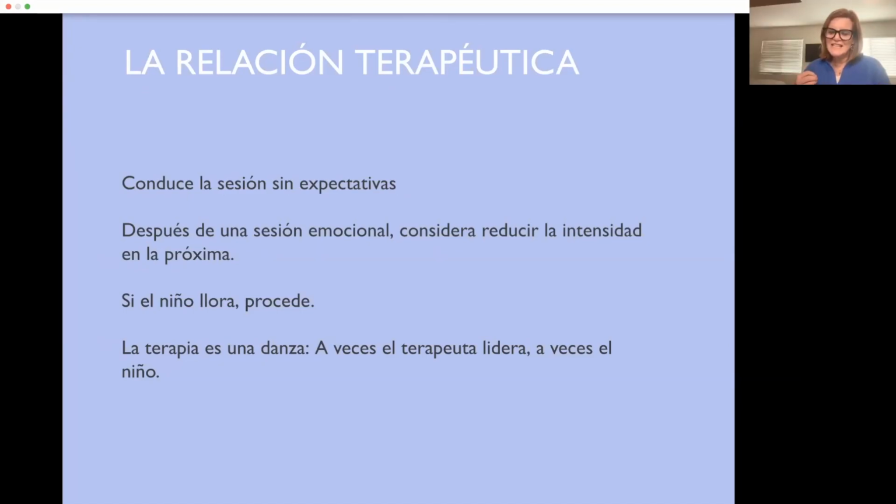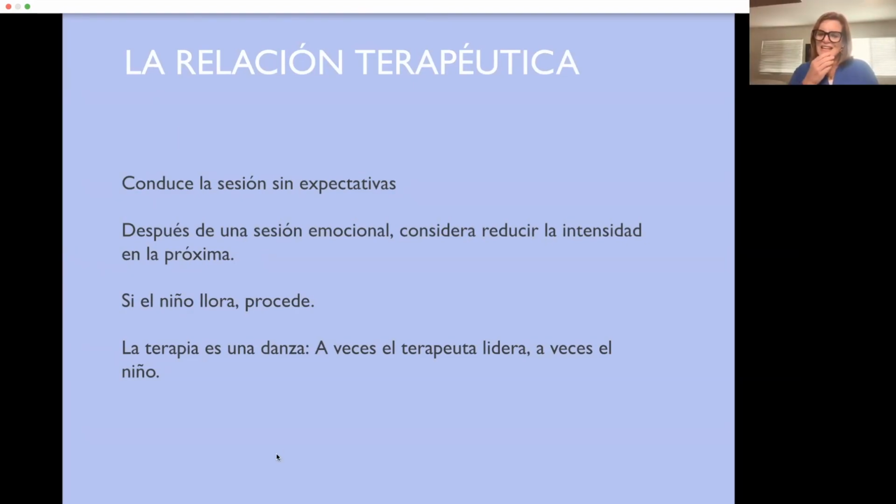Balancing how intense, how much the client can manage as far as an intense session, and maybe you have to adjust for the next session. Just keep going, even if they cry, just to not draw too much attention to that.